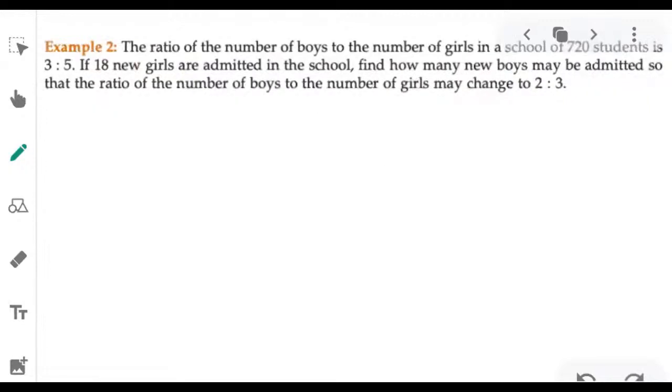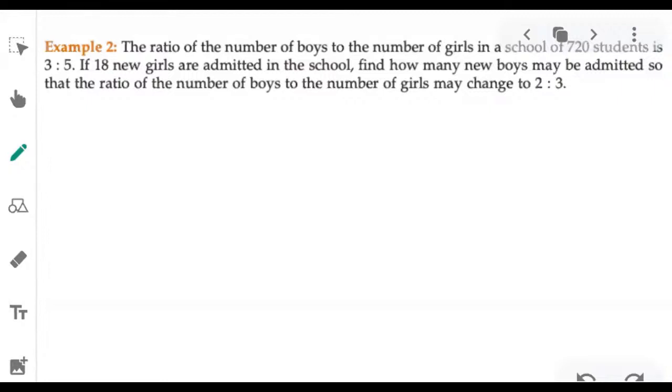So Mamata, can you read out this problem for me? Yes, ma'am. The ratio of the number of boys to the number of girls in a school of 720 students is 3 is to 5. If 18 new girls are admitted in the school, find how many new boys may be admitted so that the ratio of the number of boys to the number of girls may change to 2 is to 3.